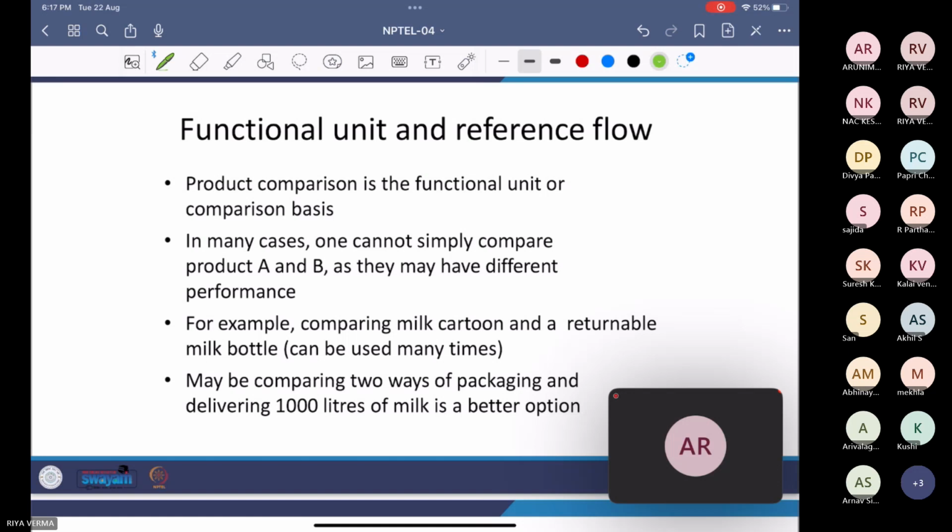So what we have done here is we have found a common ground. Both the products are being used for the packaging of milk. So we have quantified that term, suppose we have to pack 1,000 liters of milk. Now we can see which is a better option. Either we can go for the milk cartons, or we can use the returnable milk bottle. Then only we can perform the LCA. So we need to have a certain functional unit to perform the LCA.